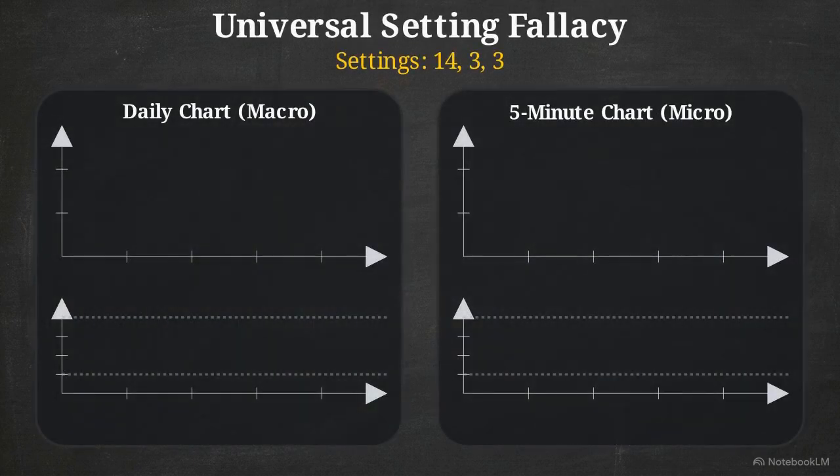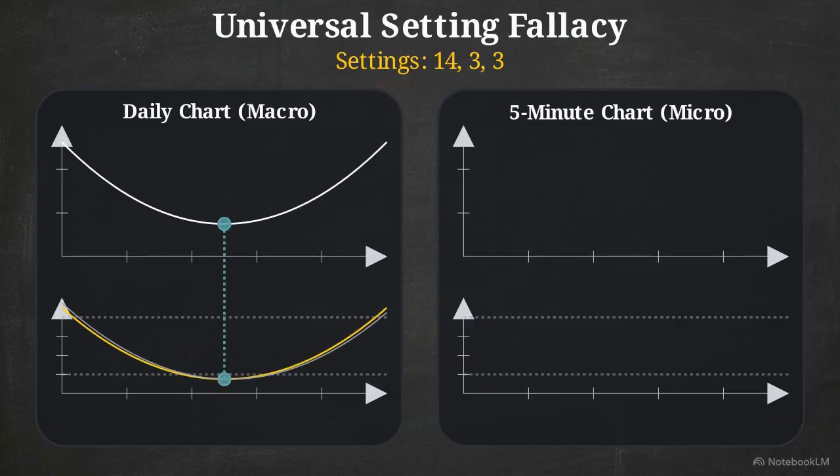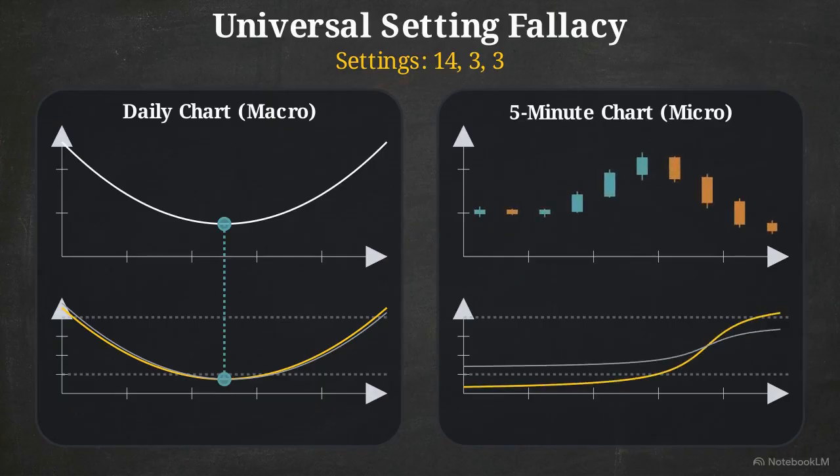Compare these two charts. Both use the standard 14-3-3 stochastic oscillator. On the daily chart, the setting identifies a clear swing low, but on the 5-minute chart, that exact same math triggers a buy signal only after the price has already peaked. By the time the indicator lines actually cross, the momentum that caused the initial spike has already dissipated.